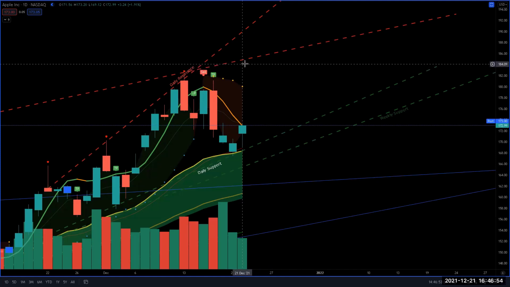And I hope you guys really saw the power and value of using option flow and dark pools to confirm signals, bullish or bearish.